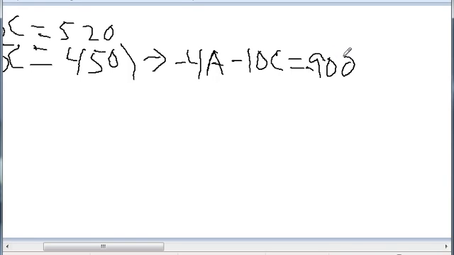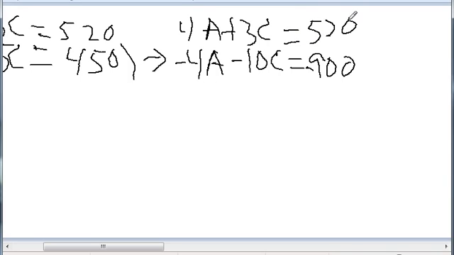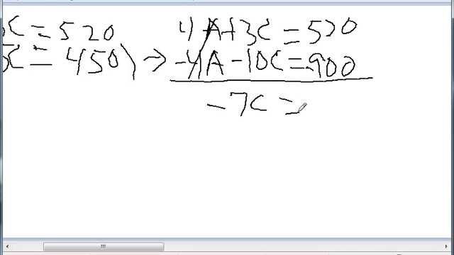We rewrite the first equation back the same as it was, equal to 520. And now we can add to eliminate the a variable. 4a minus 4a cancels itself out, leaving us with -7c is going to be equal to 520 minus 900, which gives us -380.